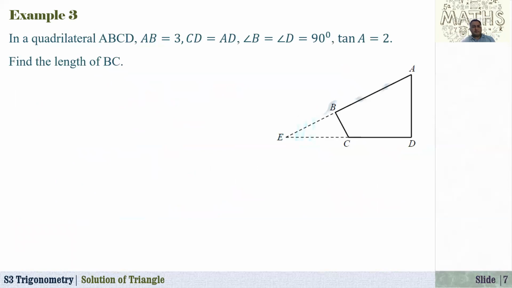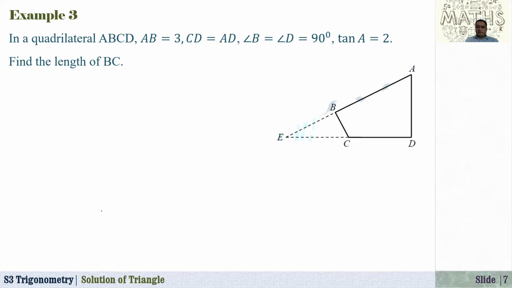Another example, example 3. In a quadrilateral ABCD, AB is equal to 3, and CD is equal to AD, and angle B equals angle D, which is equal to 90 degrees, and tangent of angle A equals 2. Find the length of BC.